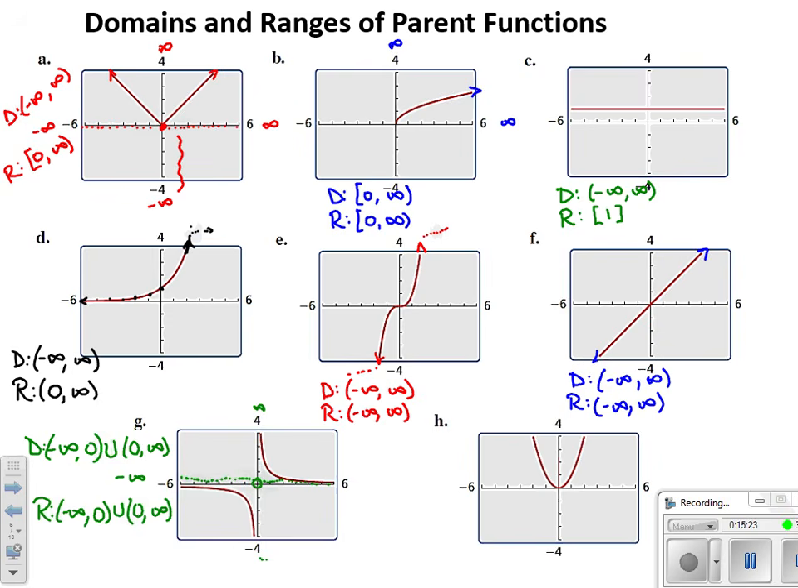And lastly, letter H. Domain. This graph is going to continue to open to the left and to the right. So our domain is, once again, all real numbers. And our range, similar to our absolute value, it does work at 0, and it will continue to work the rest of the way up to positive infinity at the top.